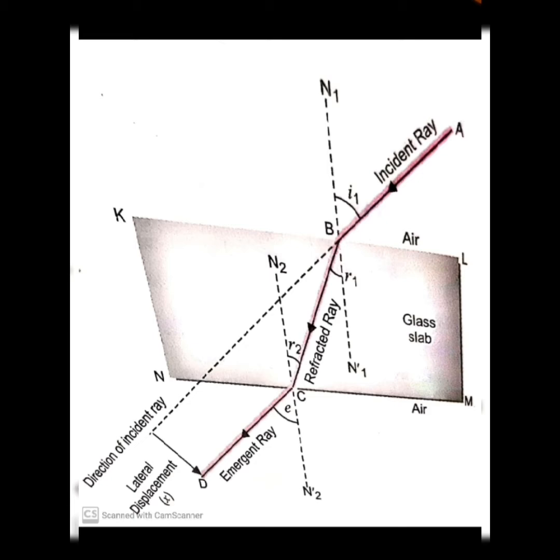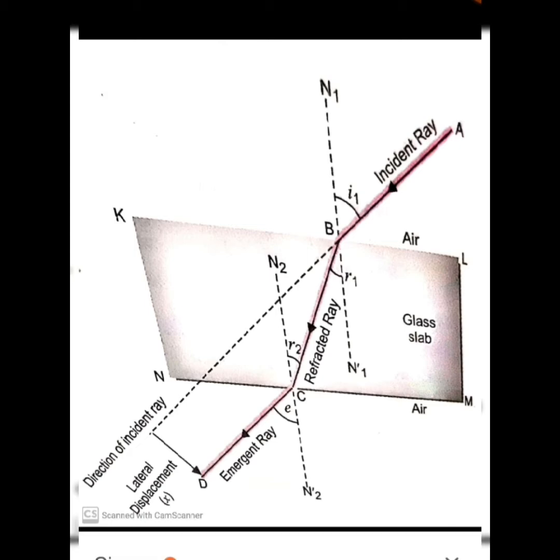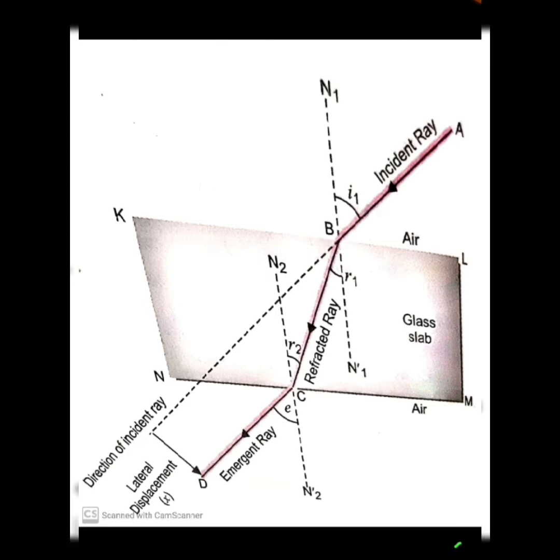At point C on the boundary MN of the glass slab, light is leaving the glass slab and entering into air. That is, it is moving from the denser medium glass into the rarer medium air. So what will happen? It will move away from the normal, that is along CD. Therefore, secondary refraction occurs at C and the ray emerges along CD.